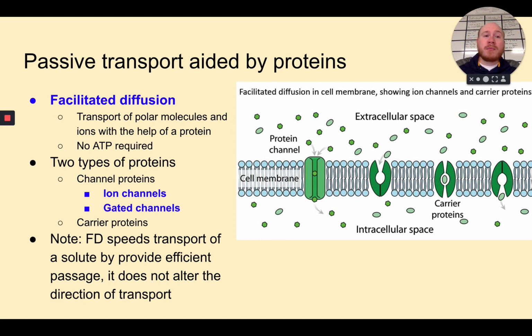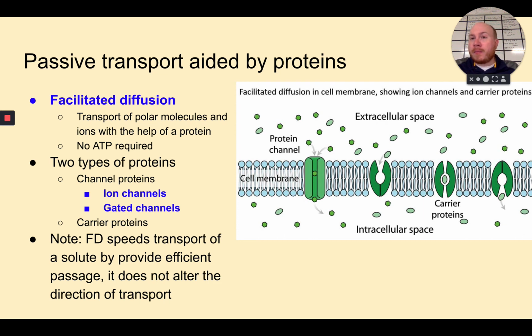And there are two types of proteins that can help with facilitated diffusion: ion channels and gated channels, which we've seen already in this video. Oh, I made a mistake. I apologize. There are two types of channel proteins: ion channels, which allow for salts to pass through, like hydrogen ions, protons, and gated channels, which are controlled and generally require some signal protein or signal molecule to open them or close them.